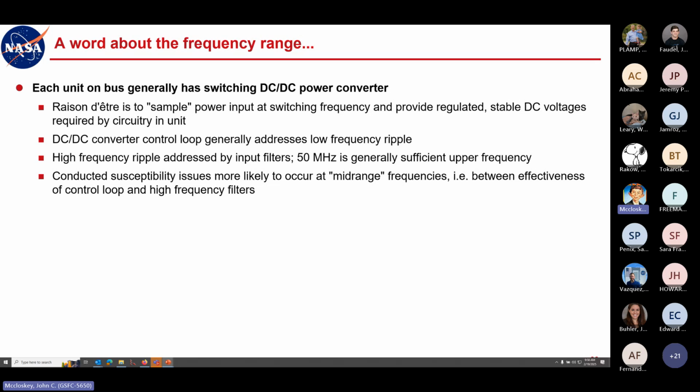So conducted susceptibility issues tend to occur at the mid-range frequencies, in between the effectiveness of these two factors, your control loop and the high frequency filters.